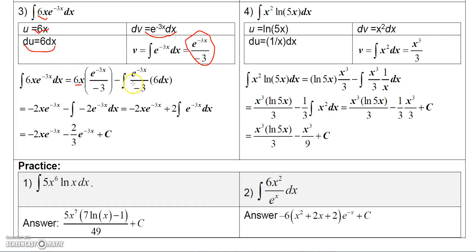Okay, now let's clean this up a little bit. We know if we divide negative 3 into 6, we get minus 2, so that's where I'm going to get the minus 2 from.